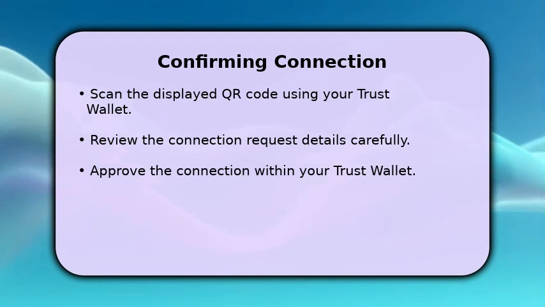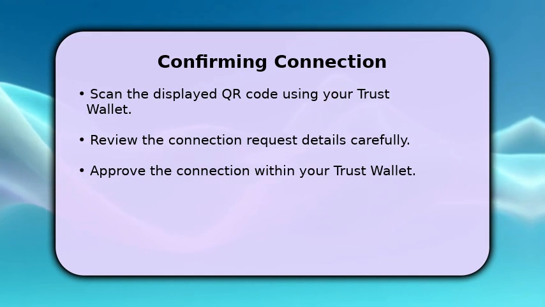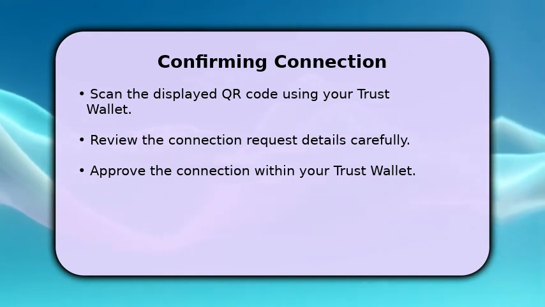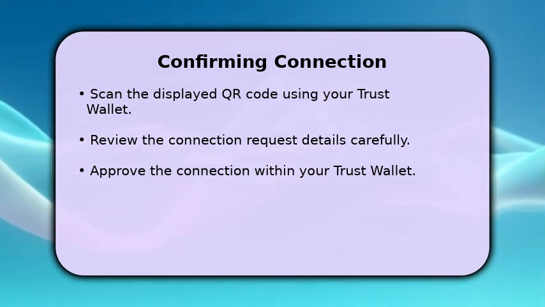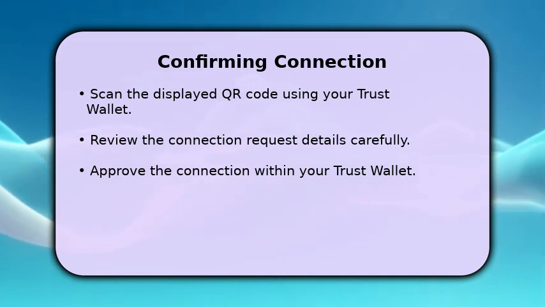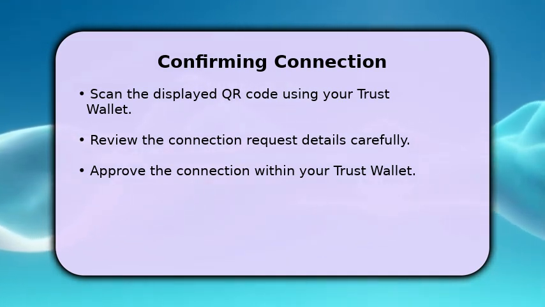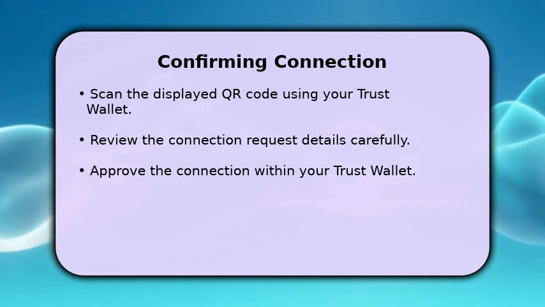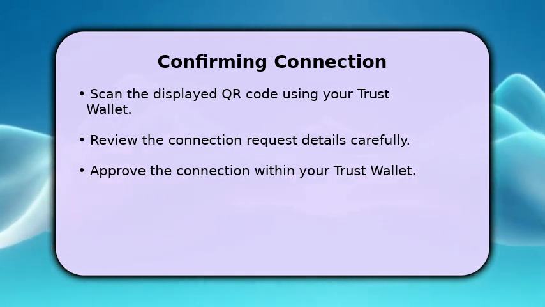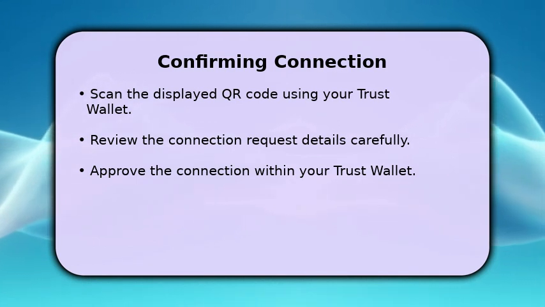Finally, open your Trust Wallet and use its built-in scanner to capture the QR code shown on the Treasure Fun website. If using a mobile device, simply approve the deep link. A connection request will appear in your Trust Wallet. Carefully review all the details. Once you are certain everything is correct, tap Approve to securely link your wallet to Treasure Fun. You are now connected and ready to interact.